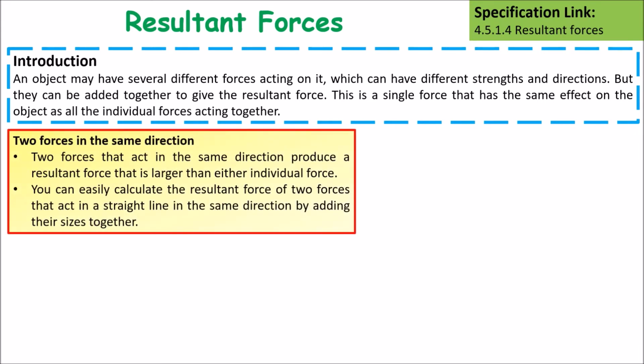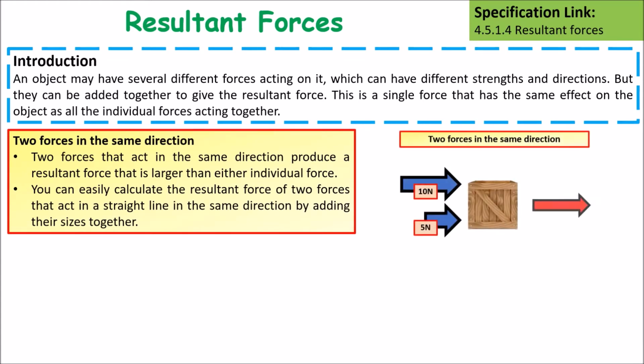So if we've got two forces that act in the same direction, they produce a resultant force that is larger than either individual force alone. This can be calculated by adding the two forces together. So in this example, if we've got 10 and 5, that will give us a resultant force of 15.